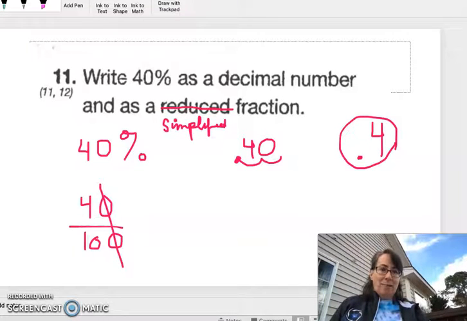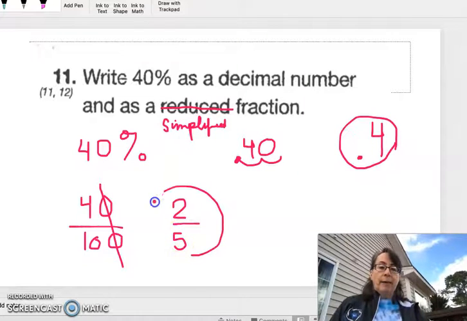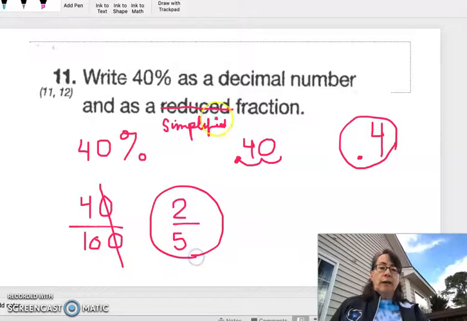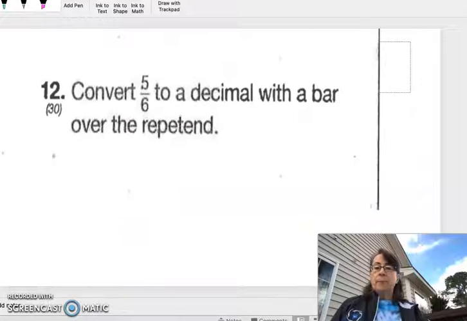It means the same thing as 40 over 100, but we can write it, divide by 2 on the top, and we get 2. Divide by 2 on the bottom, and we get 5. So the simplified fraction is 2/5. So the answer to this question is 0.4 for the decimal and 2/5 for the fraction.